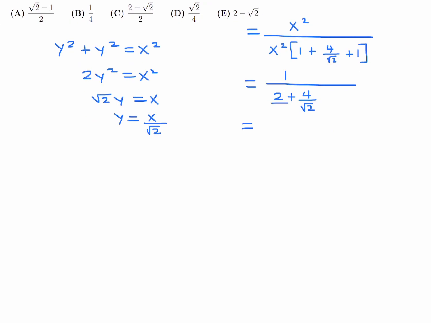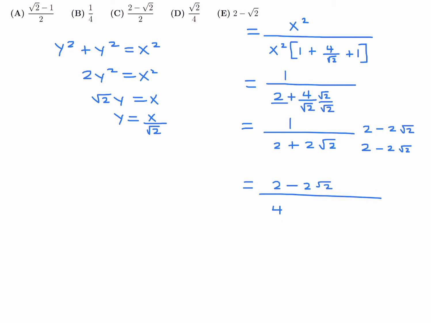So we can multiply top and bottom first of all by root 2 to rationalize the denominator, and that will give me 1 over 2 plus 4 root 2 over 2, which is just 2 root 2, right? And then we have to rationalize this denominator. So 2 minus like that. The top will just be 2 minus 2 root 2. The bottom becomes 4 minus 4 times 2, which is 8.